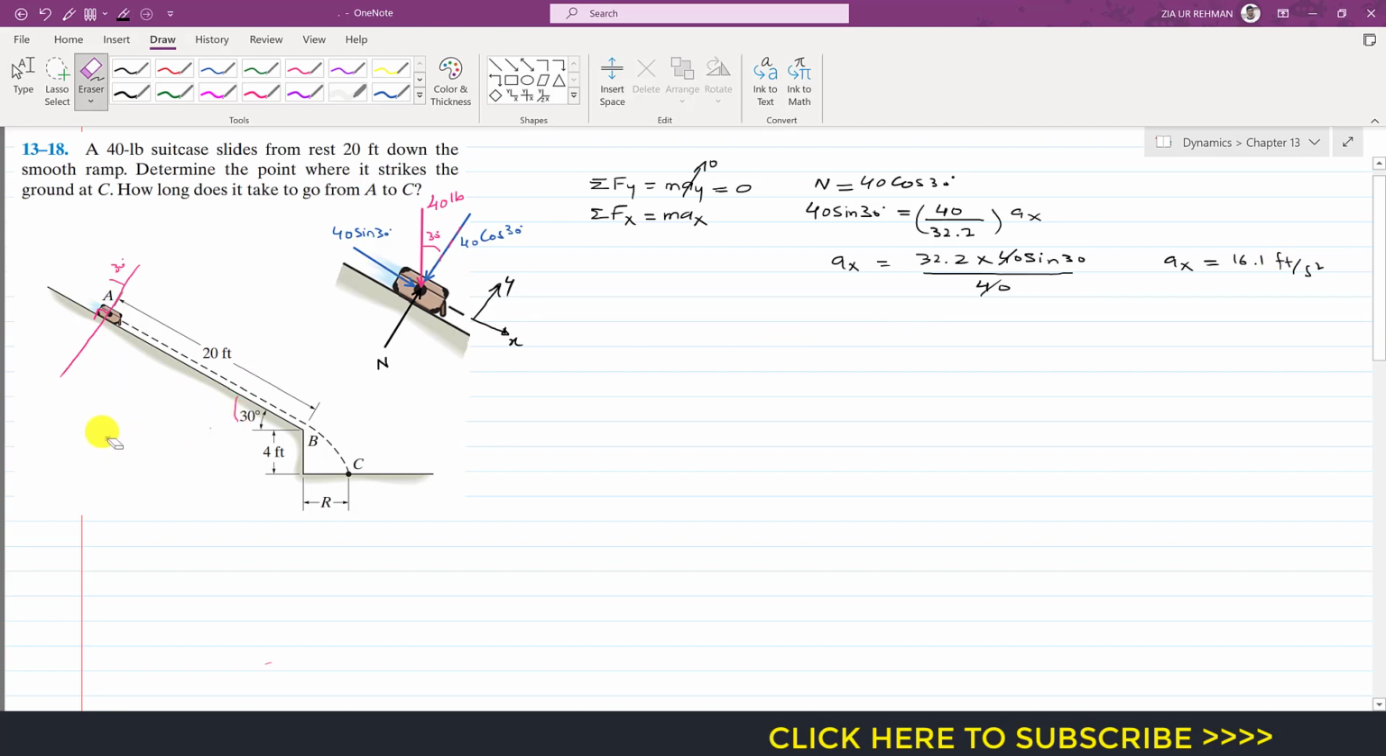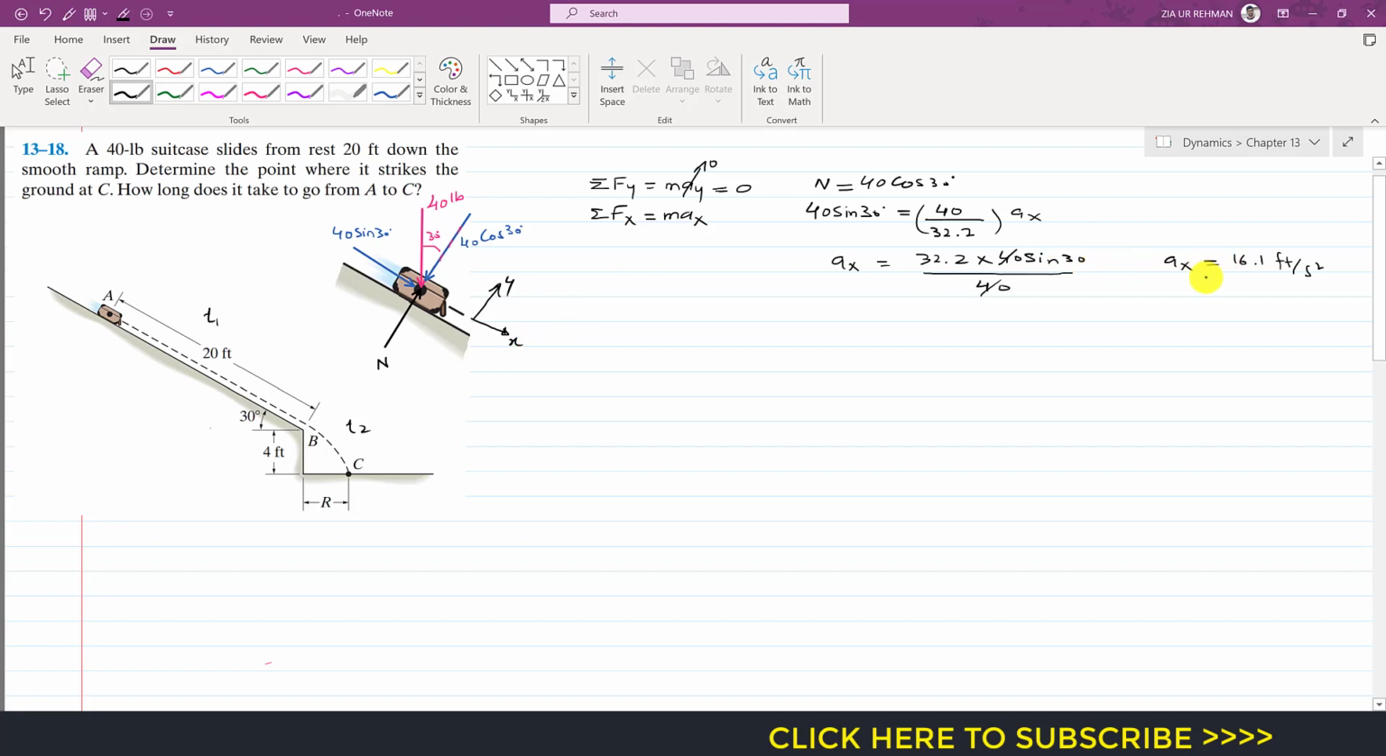Now we need to determine the time required from A to B, right? Since from A to B it is accelerating, it is moving in a straight path, and after B it is following a projectile path, right. So we will solve this problem. We will find time t1 from A to B and then time t2 from B to C, right.